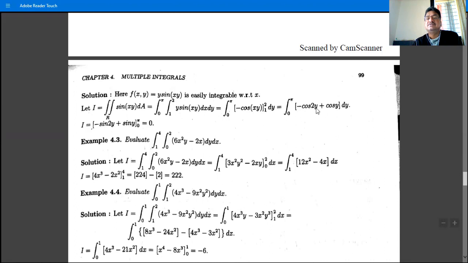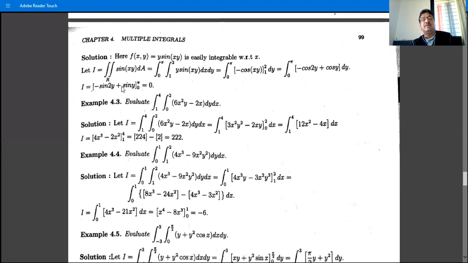Minus sign as it is, the integration of cos 2y is sin 2y divided by 2. Write that divided by 2. The value at pi is what now? Minus sin 2 pi divided by 2. Sin 2 pi is sin 0, which is 0, and sin pi is again 0. So the answer is 0. The value at the upper limit is 0, the value at the lower limit is 0.